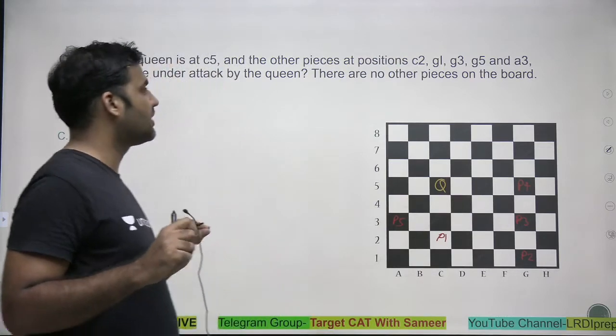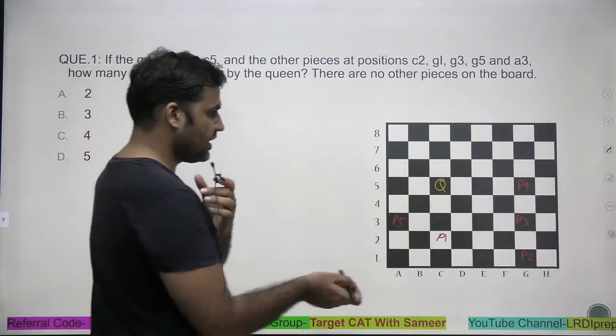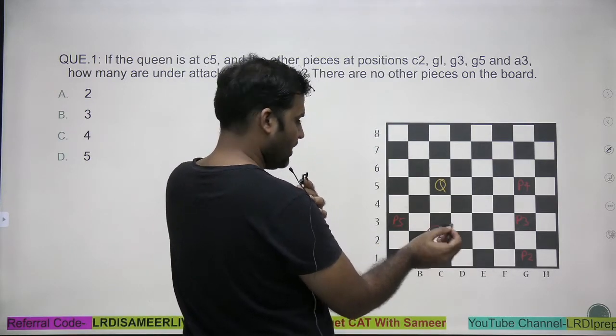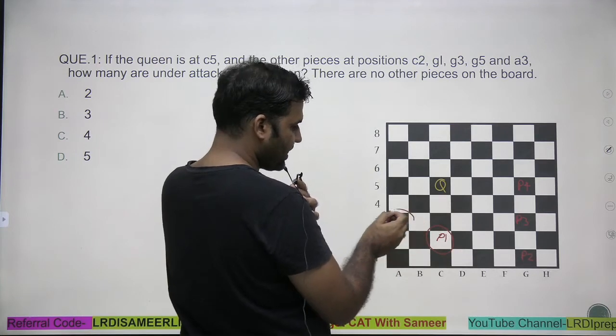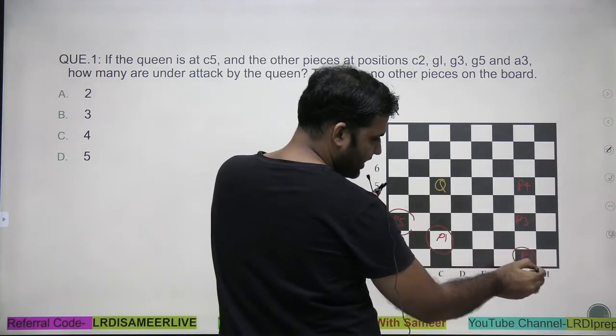And the question is asking us how many pieces are under attack by the queen. See that the queen can attack this piece because it is in the same row. The queen can attack this piece because it is in the same diagonal. The queen can attack this piece because it is in the same diagonal.